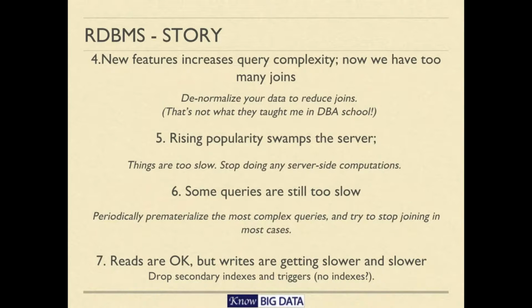Okay, now at this point of time, the reads might be okay, but while we were improving our reads, we hurt our writes. Okay, the writes as in the modification of data. The modification of data would keep on getting slower and slower. Adding a record would take some time to propagate across multiple tables. Now, what we start doing is we start dropping the secondary indexes, because what is an index?